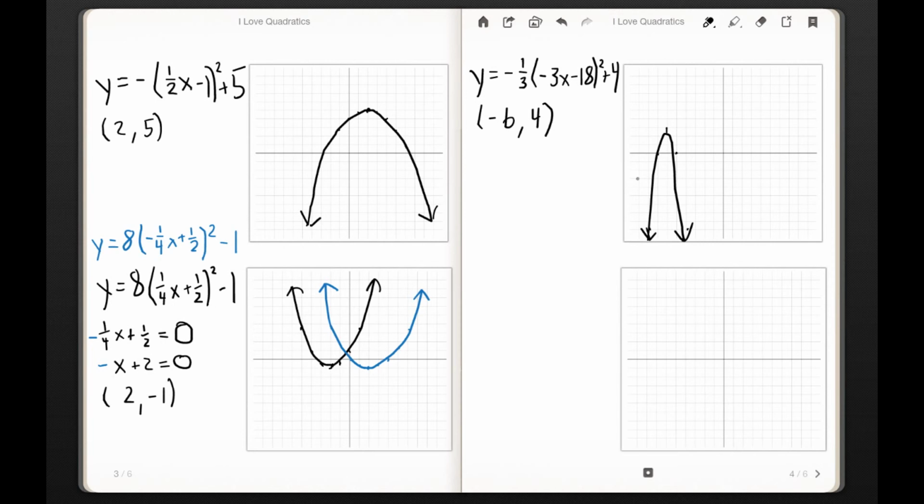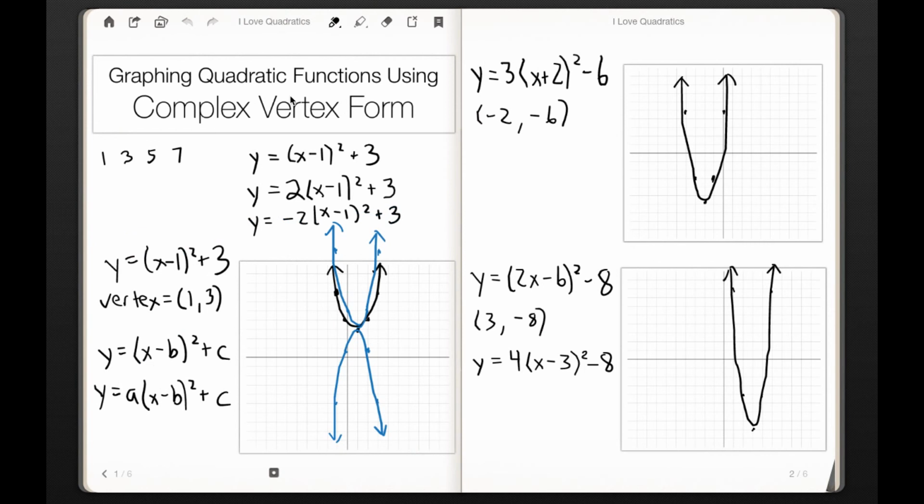Okay, so we are done with vertex form of quadratics, but there are several other forms that quadratic functions can be in, and we have to learn how to graph starting with all those forms. So we are definitely not done with graphing.